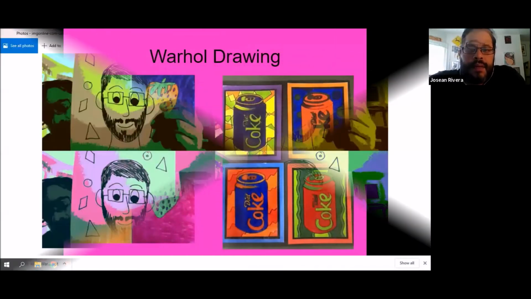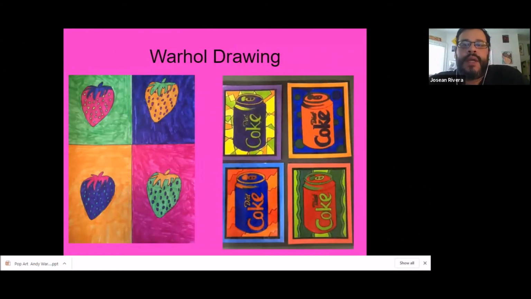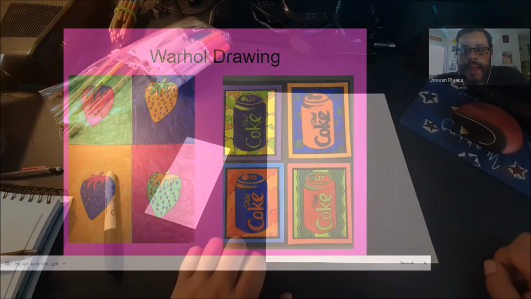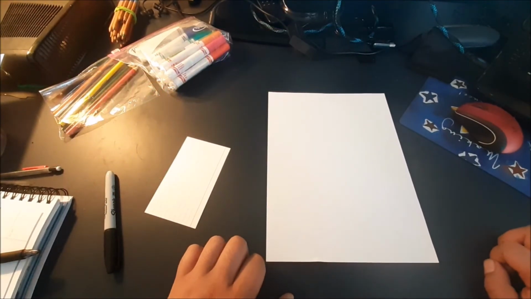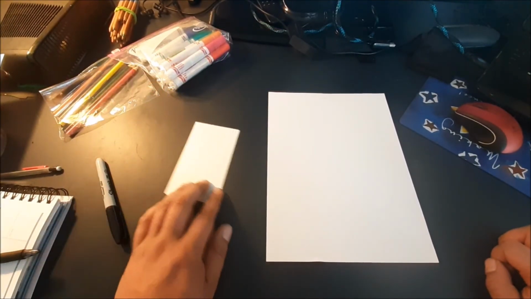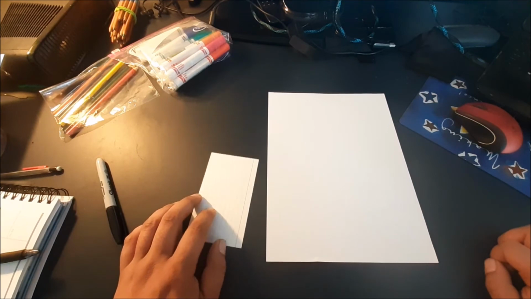Okay. And if you decide to do the Andy Warhol drawing, pretty much you're going to pick one object. You're going to draw that object 4 times, and each box you're going to color differently. I'm going to actually show you guys a video for that as well, so you can see how to do it. I'm going to show you how to take one drawing and trace it 4 times so that each one looks exactly the same. Okay, so I'm going to show you guys how to create your Warhol style drawing if that's the way you choose to do it.